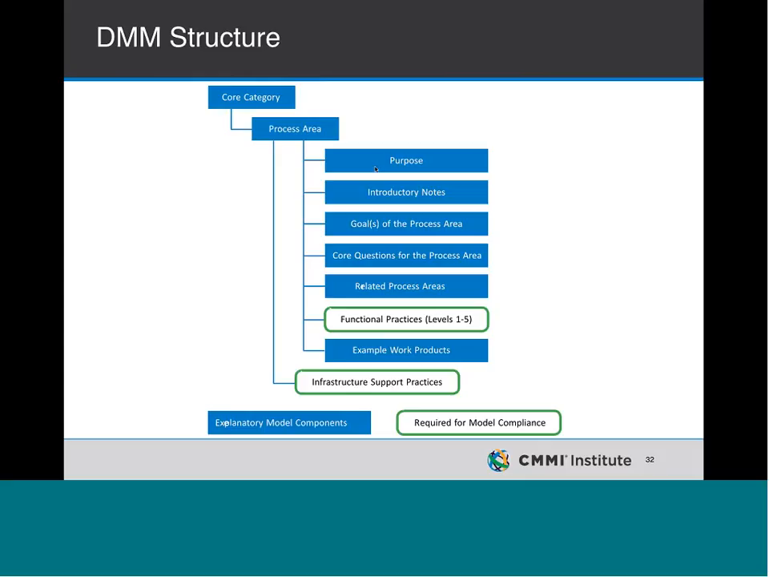It has core questions that are aimed at level three, so that if you can answer all those core questions in the model affirmatively, then your benchmark finger in the wind is, gee, we're level three. We have all of these things. Related process areas are included to indicate core dependencies from process area to process area. But if you're evaluated, you're only scored on the functional practices from levels 1 to 5 in the process area, and the infrastructure support practices if you're interested in determining how mature those practices are. So lots of information to support it. Yeah, this is really how the model is organized.